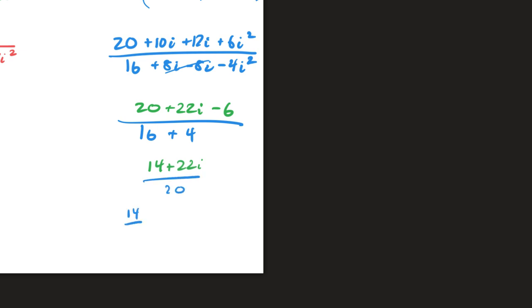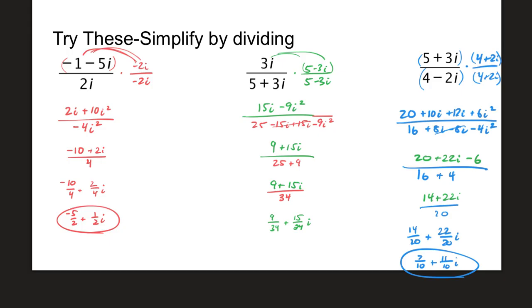I'll rewrite that as two separate fractions. And I'll simplify those fractions. Let's see here, both divisible by 2. So that's 7/10 plus 11/10 i for my final answer. Okay, so that's dividing complex numbers.